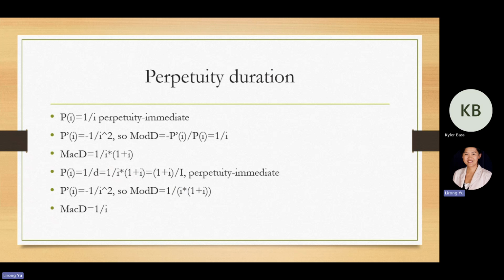Now, if you have perpetuity due, then P(i) is equal to 1/d, which equals 1/i times 1 plus i. That's (1 plus i) over i. The derivative of this will be negative 1/i squared. So the modified duration has, in the denominator, i times 1 plus i. So then the Macaulay duration will be the modified duration times 1 plus i, which then is 1/i. Okay, that's for perpetuity due.